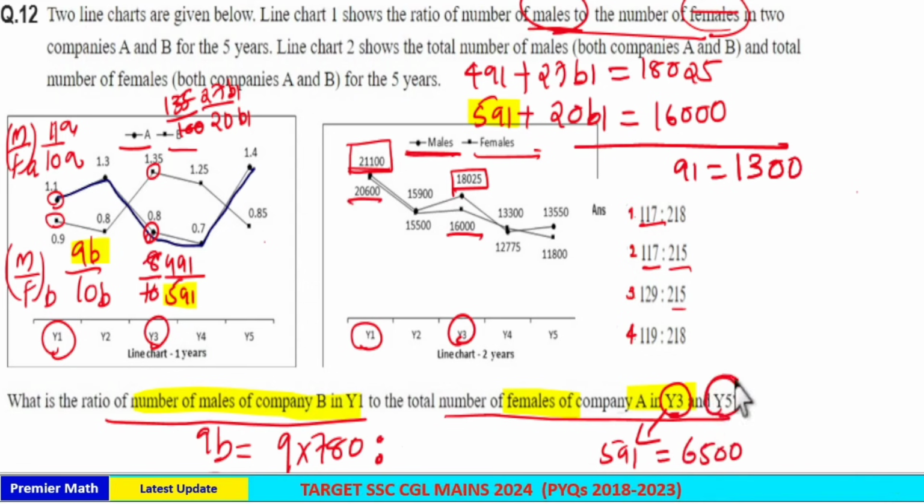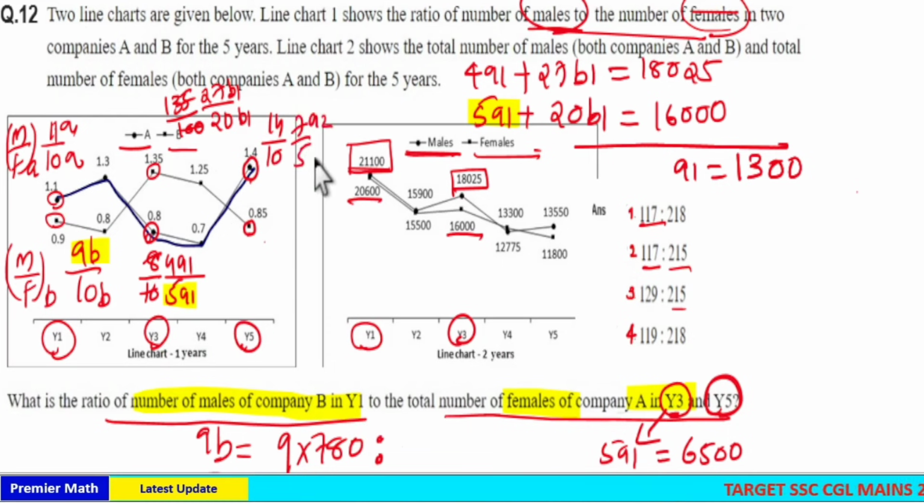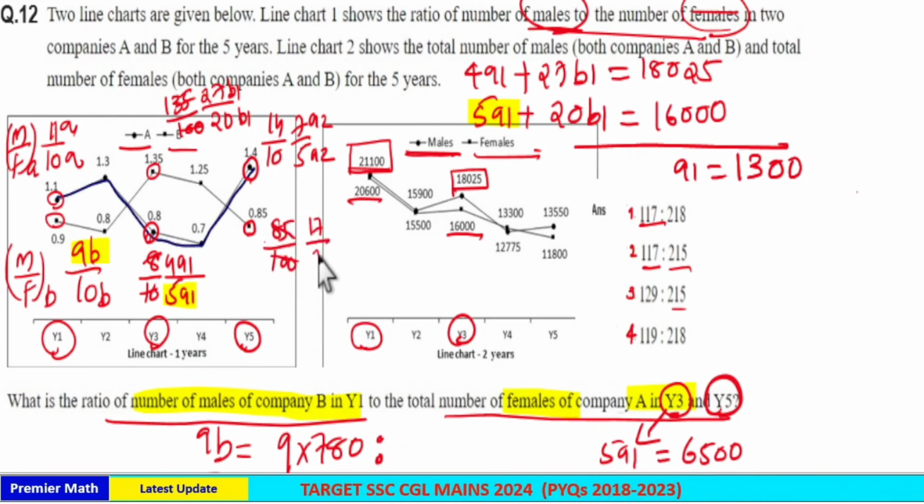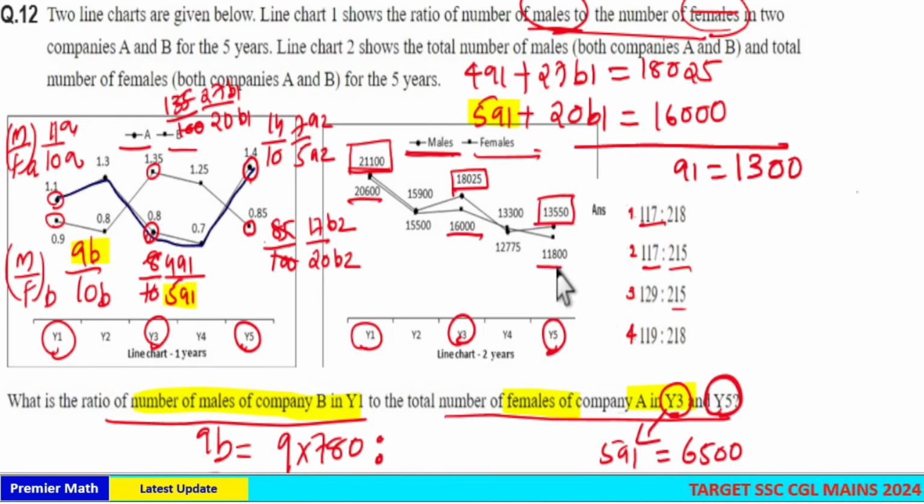Same way in Y5. In Y5 you have two ratio. That is 1.4 is the ratio of company A and 0.85 ratio of B. So 1.4 means 14 by 10, which is equal to 7 by 5. So take it as 7A2 by 5A2. And here 0.85 means 85 by 100, which is equal to 17 divided by 20. So take it as 17B2 by 20B2. Now here for the year 5, total men is 13550 and total women is 11800.